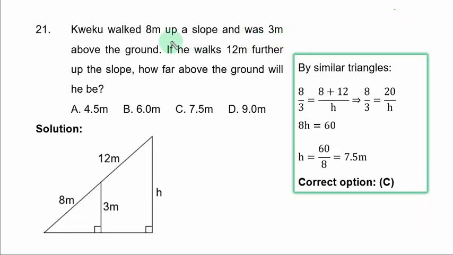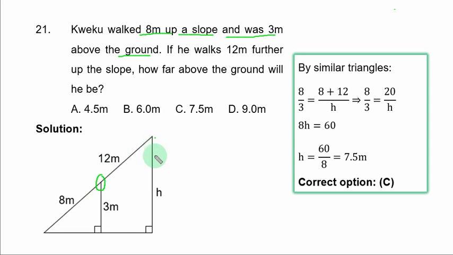Question 21. Kweku walked 8 meters up a slope and was 3 meters above the ground. If he walks 12 meters further up the slope, how far above the ground will he be? This diagram illustrates the information. The movement was done twice. At this point, the distance from the ground level is 3 meters. He has walked up 8. He went further by 12.